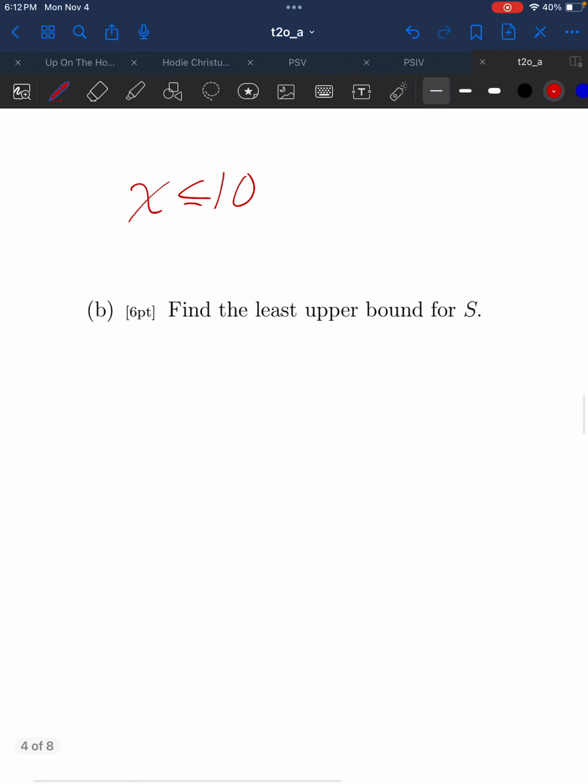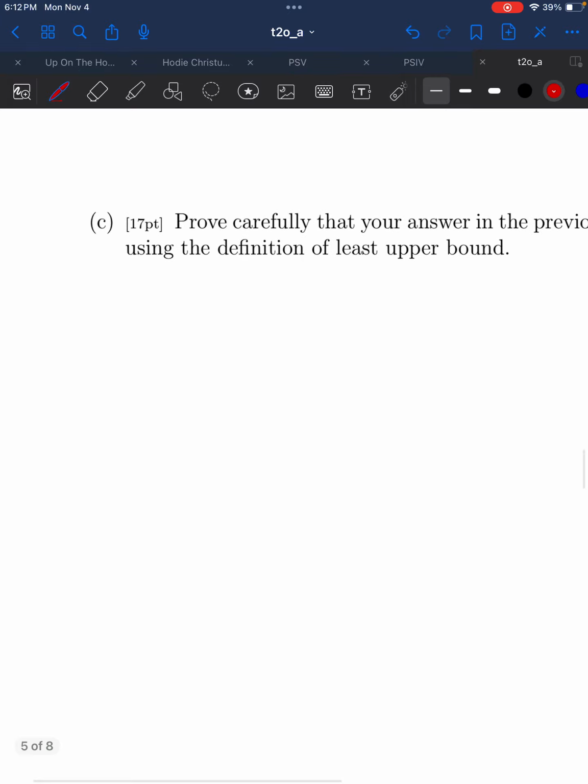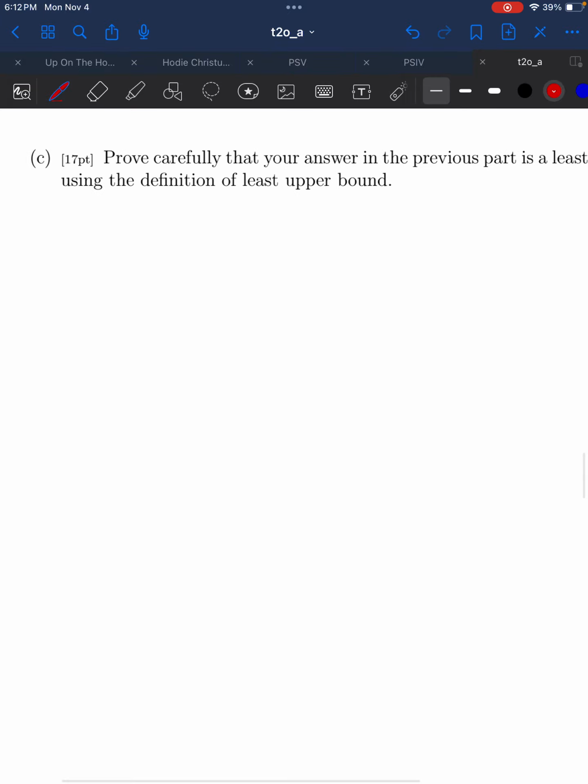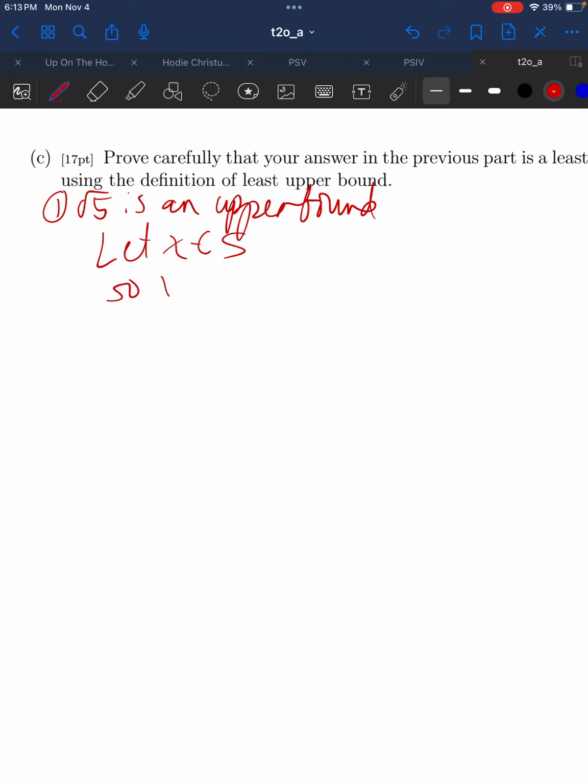The point is, if you're thinking about what the set is, you recognize that the least upper bound is the square root of 5. That's all I was looking for in B. And then in C, I asked you to prove it. Remember, there's two things to prove. One, square root of 5 is an upper bound. And again, the best way to write this is let x be in S, so x squared is less than 5. That's all you know about x. And then from here, you should argue x is less than the square root of 5, which is, of course, a one-line argument.